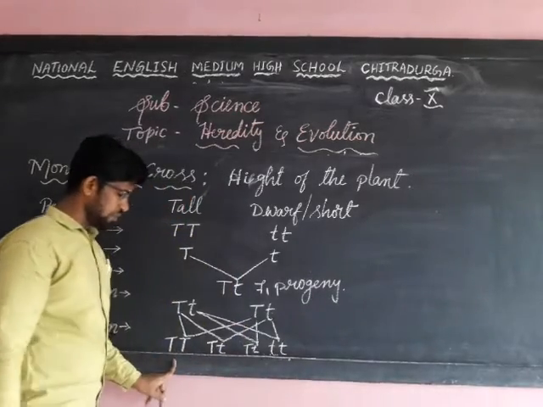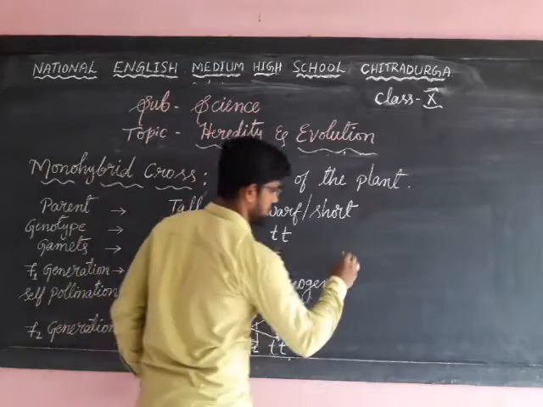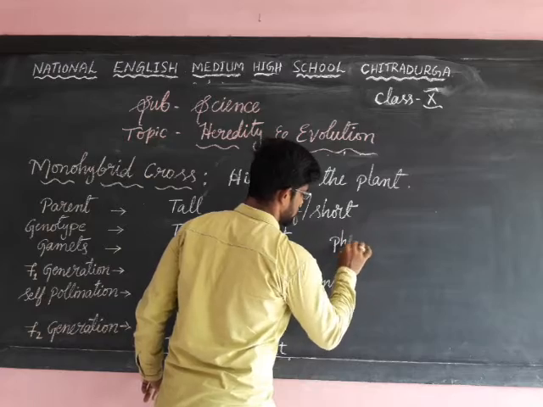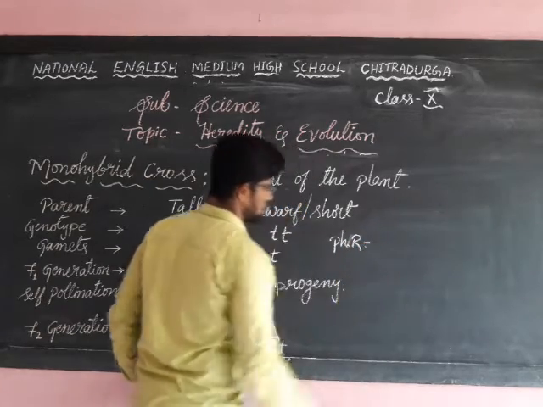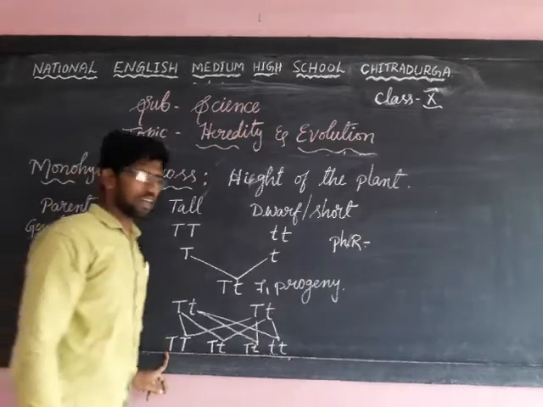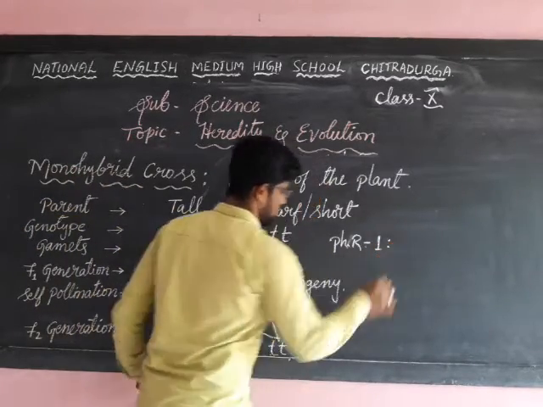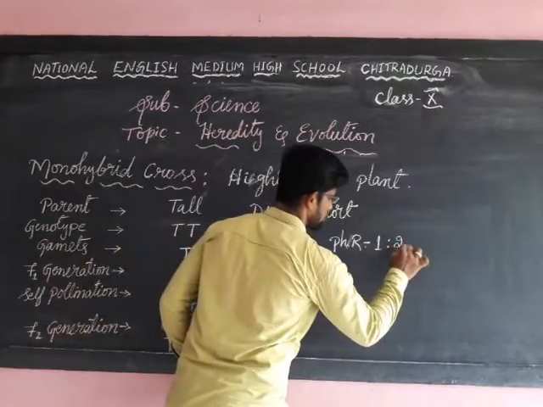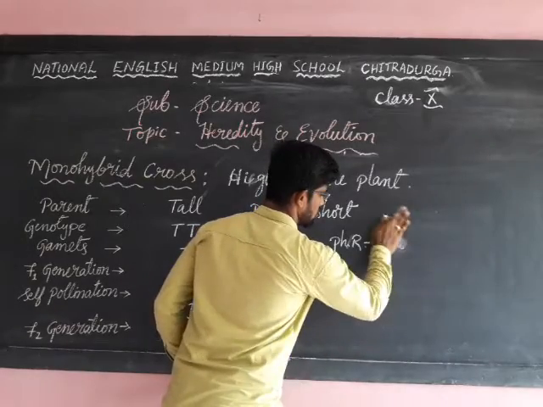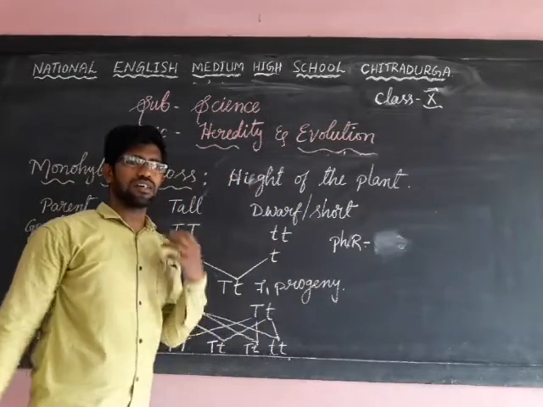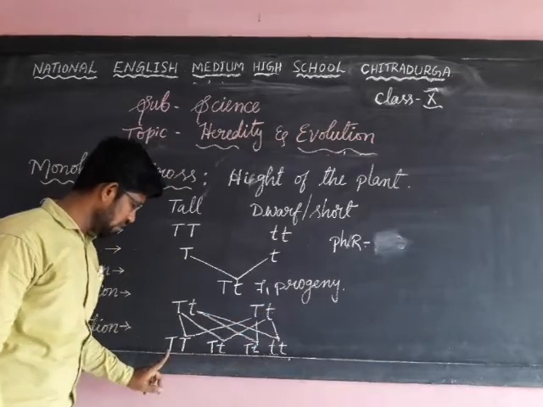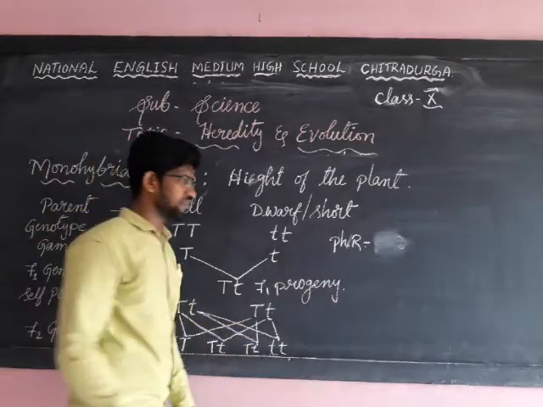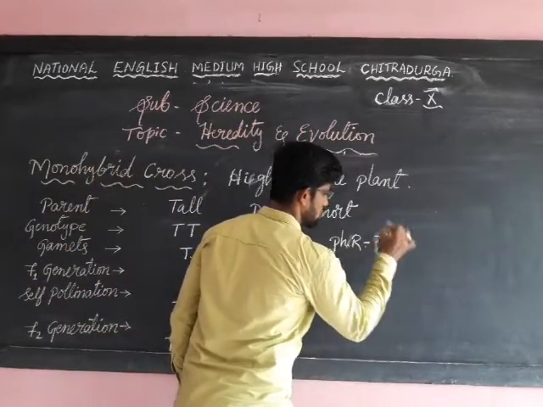One is a pure tall plant because there are 2 capital letters. So it is called the phenotypic ratio also. What is the phenotypic ratio? It contains one pure tall, then 2 heterozygous tall. Sorry, phenotypic ratio means the physical characters, how they are looking. Physically all 3 progenies have tallness and only one is dwarf. So the phenotypic ratio is 3:1.